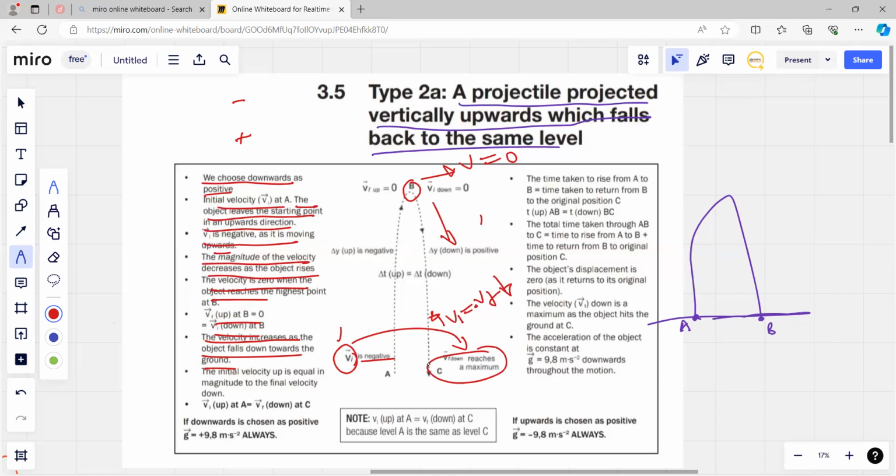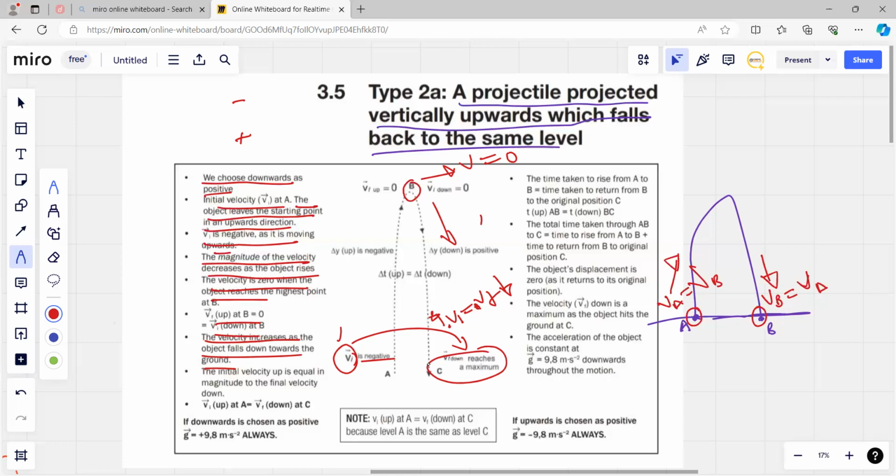You can say here is positive, here is negative, depending on which one you choose. Because upward is negative here, the initial velocity is negative and the final velocity is positive, because it's moving downward and downward is positive. So if an object moves from this point and arrives at the same level, the velocity at B is equal to the velocity at A, only in magnitude, but the directions are opposite: at A the object moved upward, at B it was moving downward.